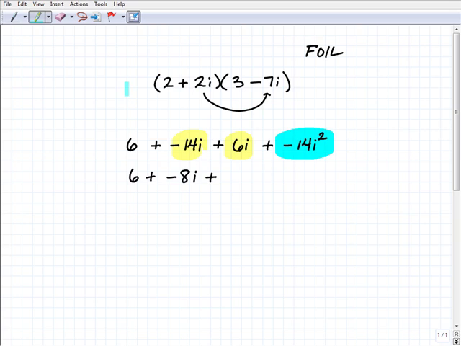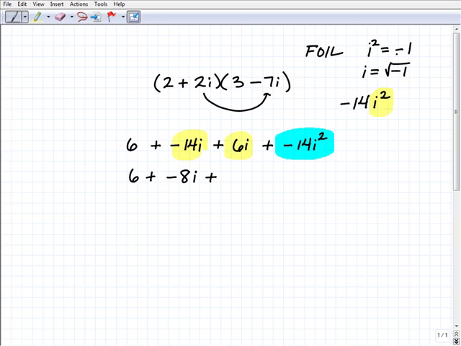Some of you might say, well, it's about as far as it can be simplified, but that's not the case at all. Let's take a closer look at that negative 14i squared. I want you to focus in on the i squared part. Now remember, i is equal to the square root of negative 1. If you square i, if I square both sides, I get i squared, and that radical is going to go away. So i squared is equal to negative 1. Hopefully, if you're studying complex numbers, you should know or recall that.